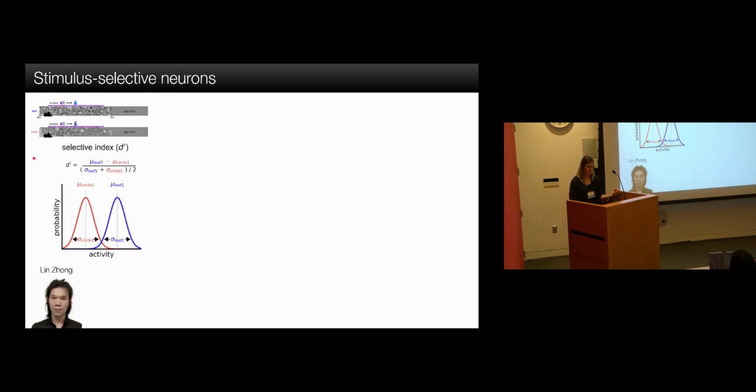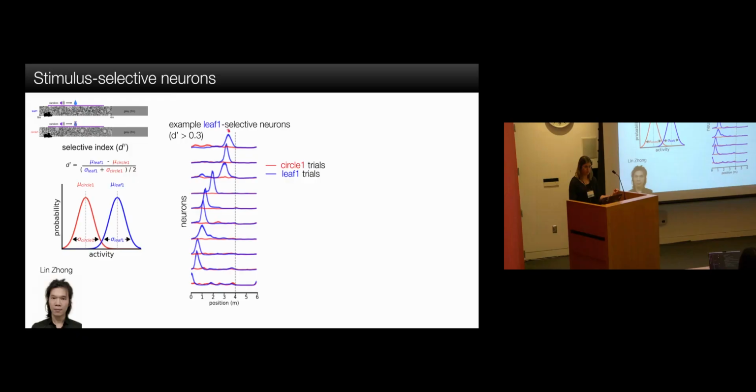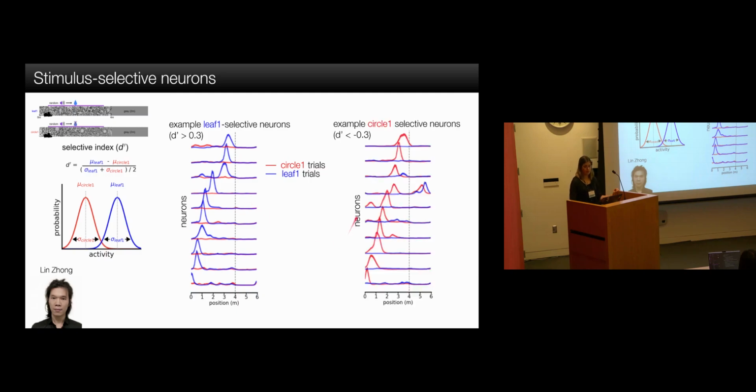So we defined stimulus selectivity using a D' index, basically the difference between the average response on the 2 corridors divided by the standard deviation of the responses across those trials. And we can look at the responses of the neurons on the circle and leaf trials. So here's an example leaf selective neuron. Its example activity on the leaf trials, you can see, is substantially higher than the circle trials, and they have specific positions they're tuned for. And we also see example circle selective neurons that are high on circle trials and low on leaf trials.